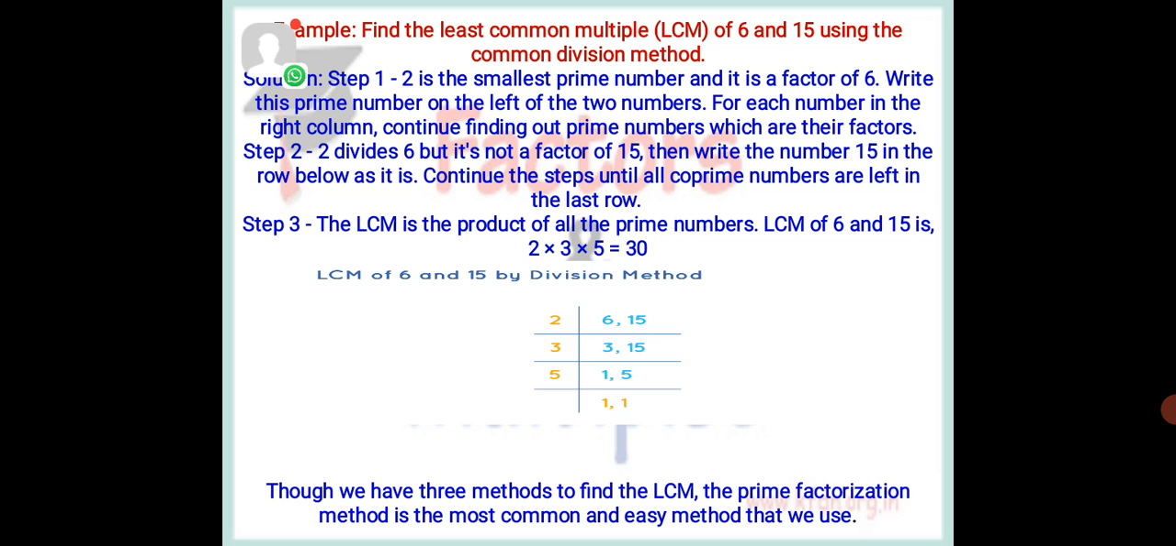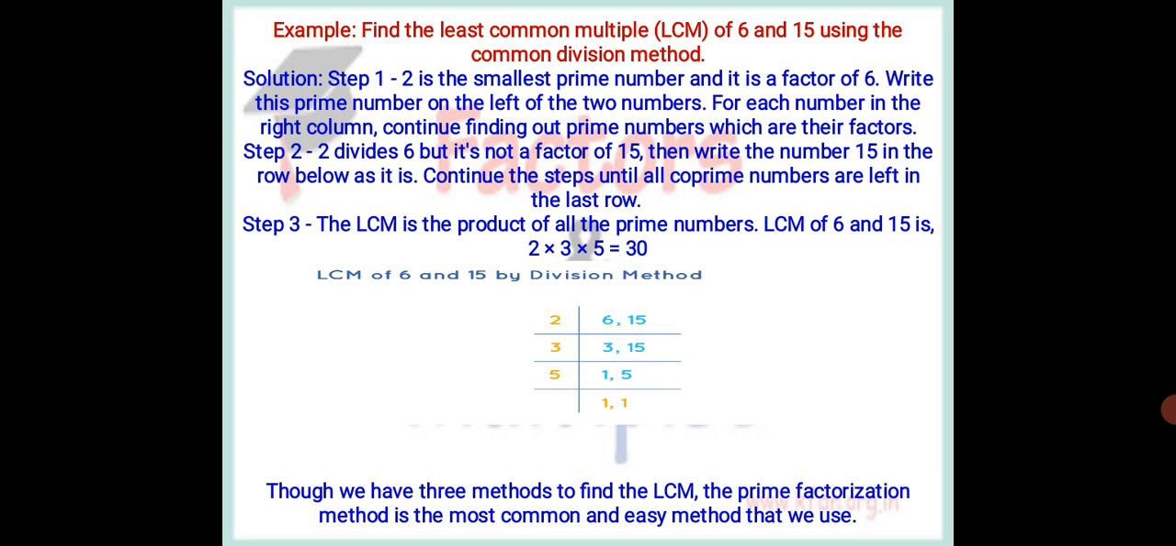2 is the smallest prime number, as we all know, and it is a factor of 6. Write this prime number on the left of the two numbers. For each number in the right column, continue finding prime numbers which are their factors.